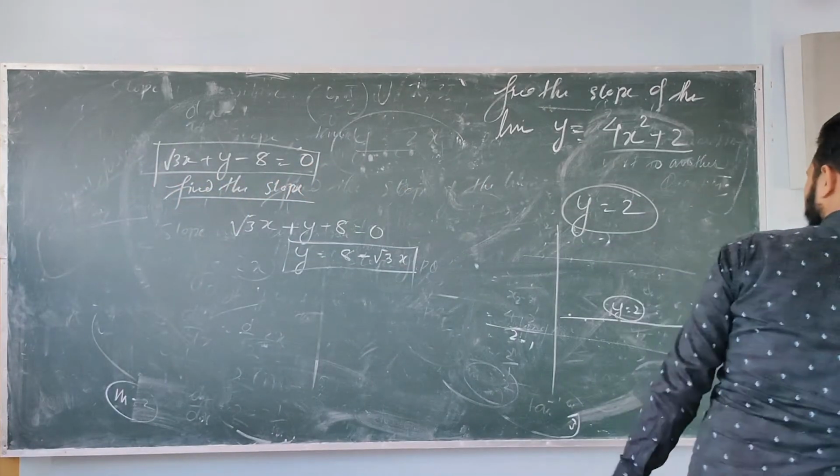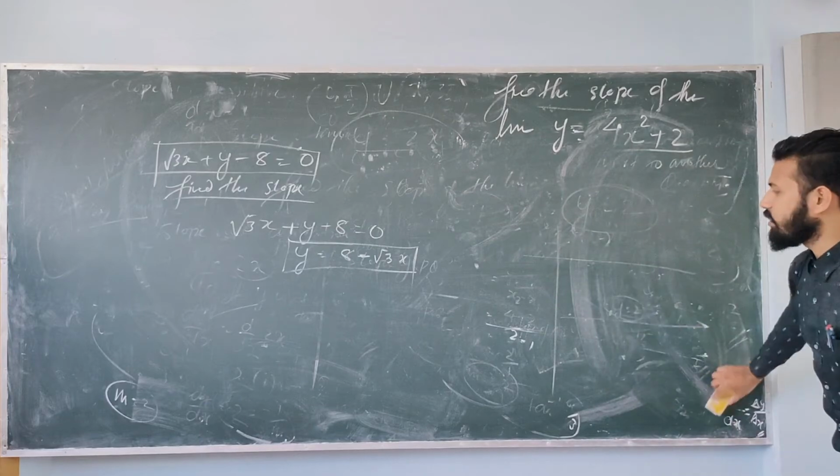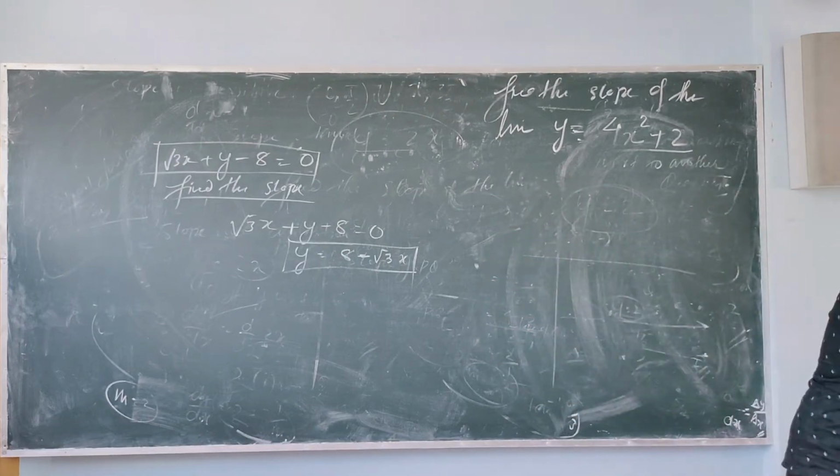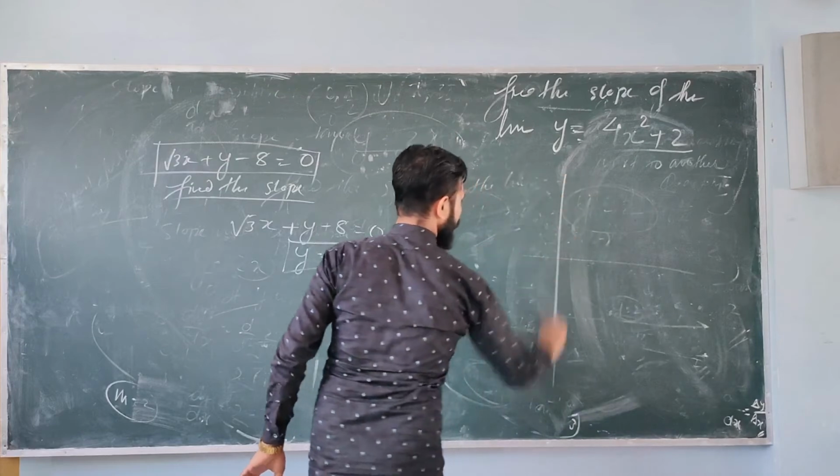So I told you to do it in both the ways. Both the ways is what? In a graphical way also and using the formula way also. So how to do? Very easy. Look here. Let us make a graph here.